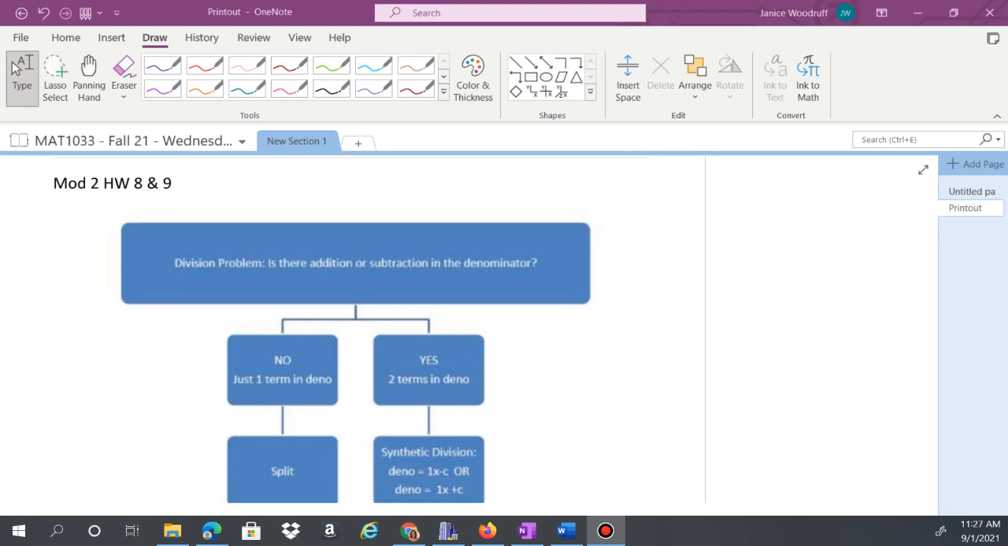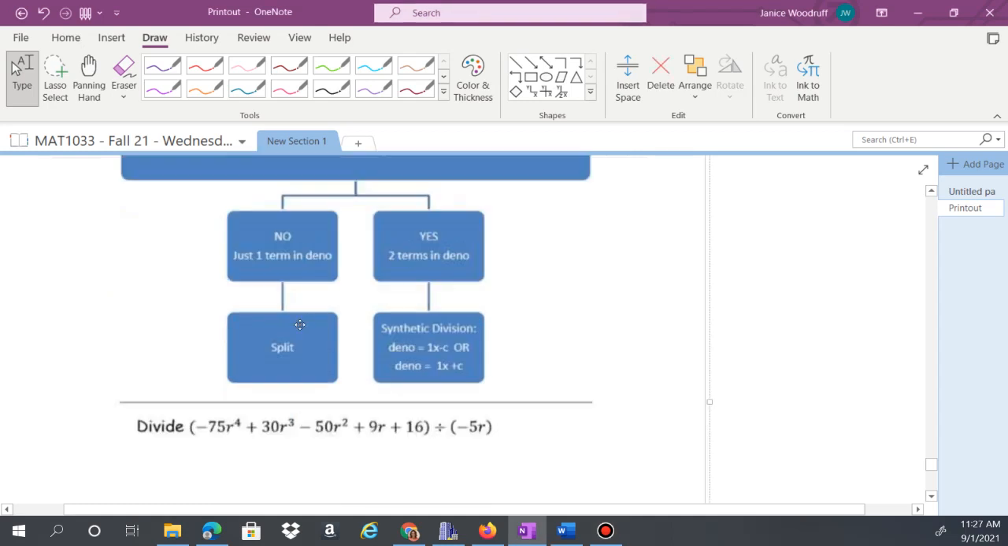So yes, we will divide the numbers, subtract the exponents. We'll do that in one method, but then sometimes there's two terms that we're dividing by. So there's a special method we're going to learn here, which is synthetic division. So what you need to look at is in the denominator, is there subtraction or addition, which means is there more than one term? Okay, if you're only dividing by one term, then you're going to split it, and then we're going to do very similar to what we did for multiplication. Okay, if there is not, so there's two terms in the denominator, we're going to do synthetic division.